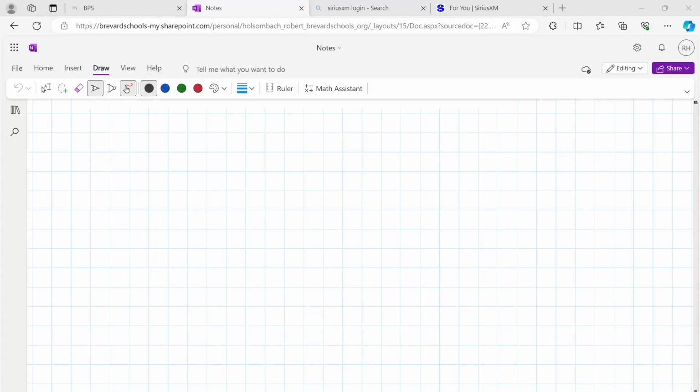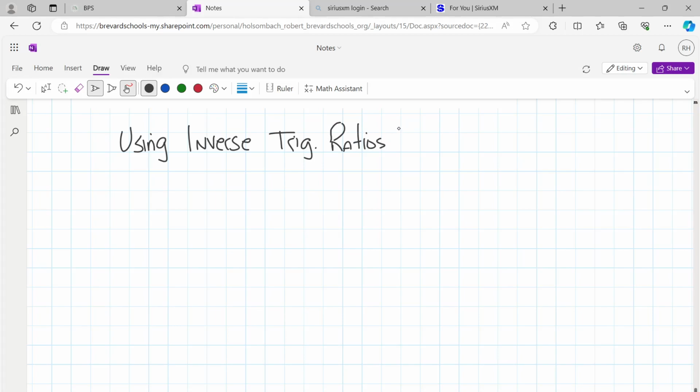All right, so like I said, page 571 today, and definitely want to have your calculator out. And what we're going to do today is we're going to be using inverse trig ratios to find angle measures.